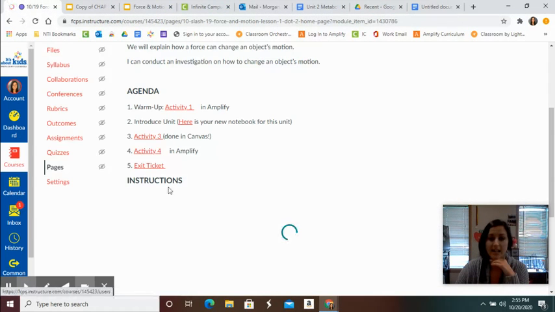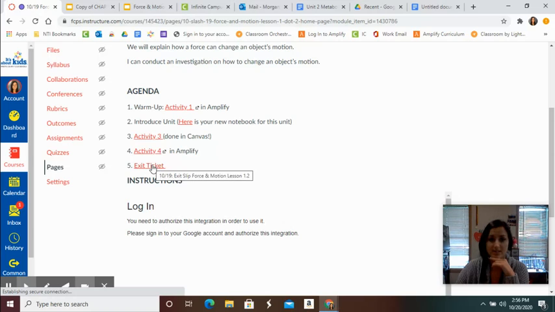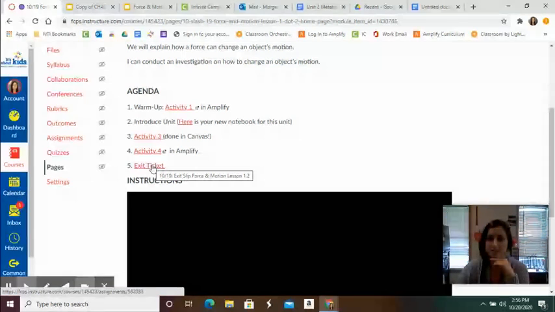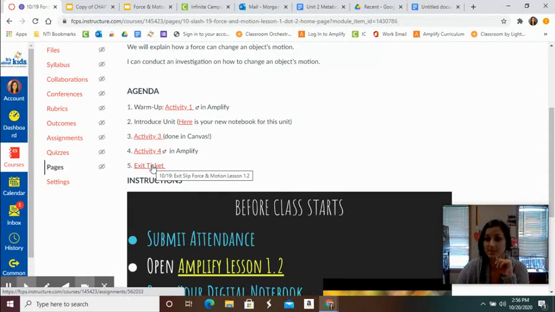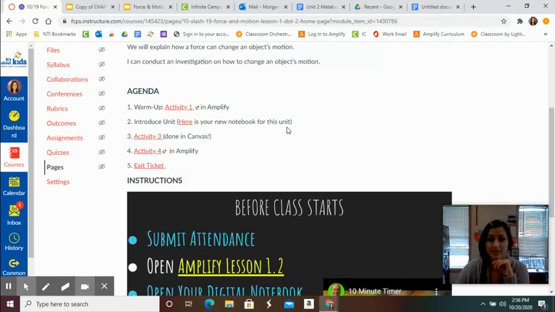And then the last thing is an exit ticket. So you will click on that, and that is in Canvas like usual. You have 2 attempts to do that, so please make sure that you use both attempts to get the best score that you can. And that is that for this lesson.